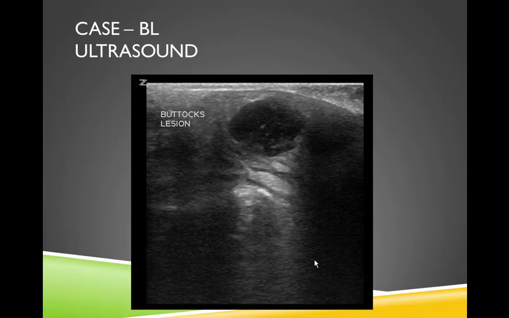So this is that lesion in the buttocks. You can see it looks black, so maybe a fluid collection, with a little bit of echoes in here. And what do we see here? This is posterior acoustic enhancement. So this goes along with some kind of fluid collection, maybe an abscess.